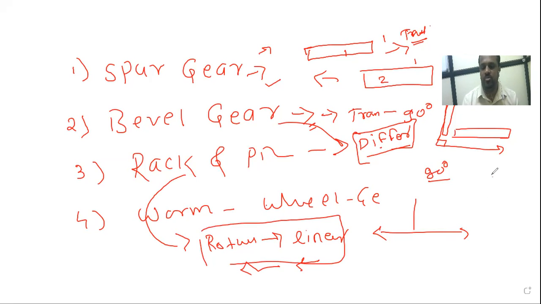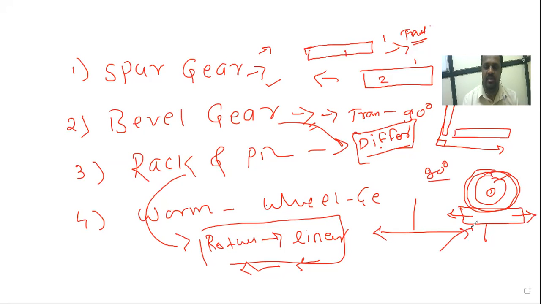Means what? Suppose, like this, this is one gear and this is another gear. This gear is in rotary position. Suppose we want to convert this rotary motion into linear motion. In such a condition, we have to use the rack and pinion gear. Then please tell me the practical application of the rack and pinion.